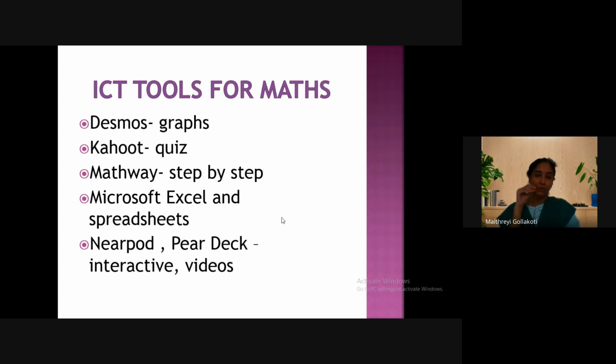And next, you can use Microsoft Excel and spreadsheets to solve a problem. You can do it with the students. Next is Nearpod and Peardeck. These two websites have a lot of interactive videos and a lot of lectures given on the topics of math.